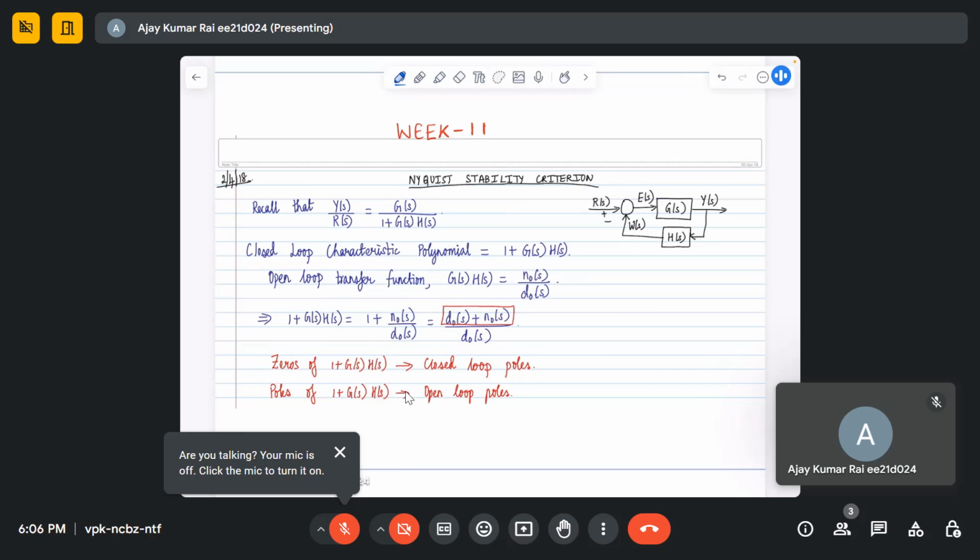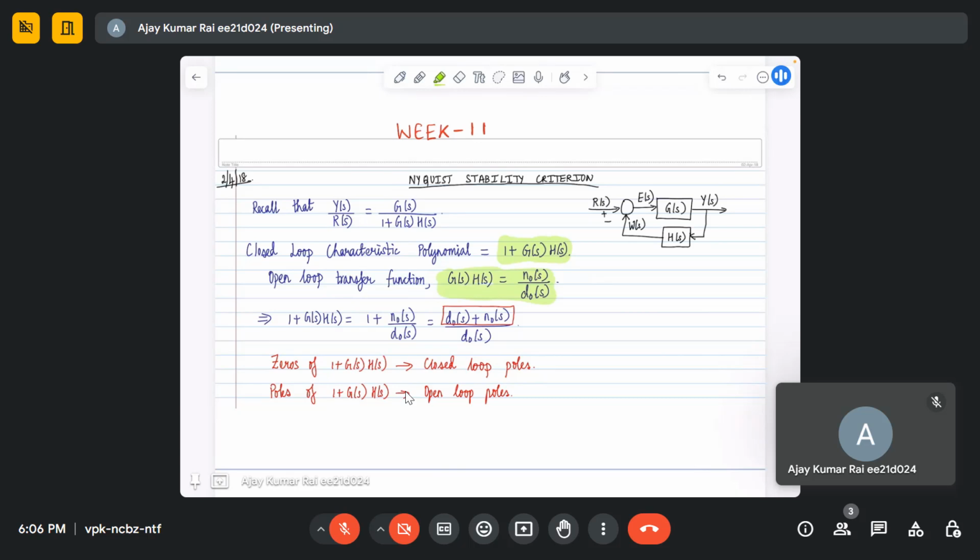But here what we want to do is observe the stability by seeing the open loop transfer function. So what is the open loop transfer function? It is G into H. Basically we are looking for the poles. Poles are the roots of the characteristic equation. So this is the characteristic equation, 1 plus GS HS, and the roots of this equation are the poles of the closed loop transfer function. Here GS HS is the open loop transfer function.